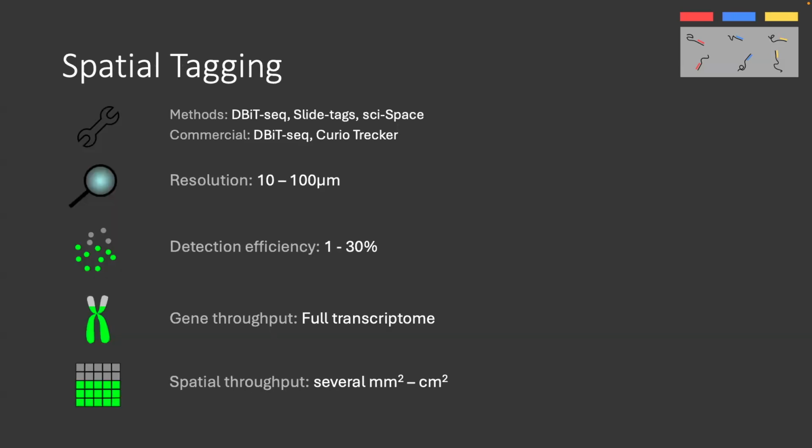So these methods, they have a resolution that is determined a bit by the spot size. For the last, there is also a bit of diffusion going on, but it's somewhere in this range. The detection efficiency is on the lower end or similar to single cell RNA-seq. The gene throughput is full transcriptome, and then for DBiT-seq and maybe also for the others, they can also use many other technologies, so it's not only limited to transcriptomics. The spatial throughput differs a lot between these different methods that I mentioned, but it's from several square millimeters to a square centimeter. But they would be possible to scale.